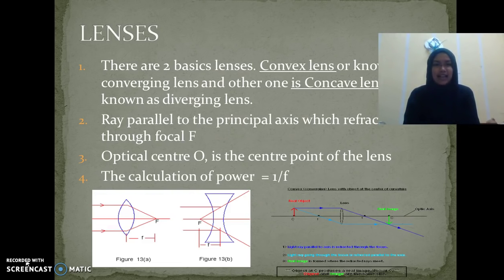Lenses. There are two basic lenses. First, the convex lens, or known as a converging lens, and the other one is the concave lens, or known as a diverging lens. Second, a ray parallel to the principal axis is refracted through focal point F. Third, optical center O is the center point of the lens. Fourth, the calculation of power is equal to 1 over F.